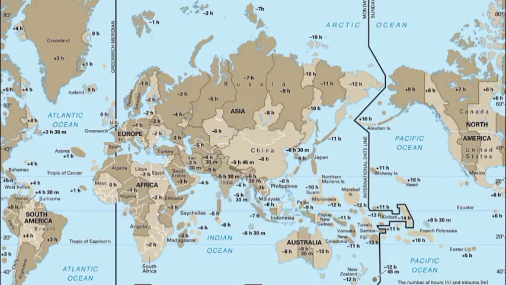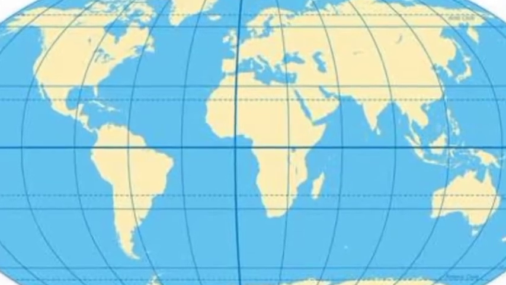Whenever the international date line is crossed, a whole day is either lost or gained. Crossing to the east, a day is gained, and crossing to the west, a day is lost. Next, we'll be looking at the time zones.